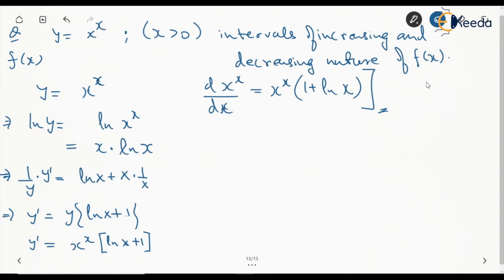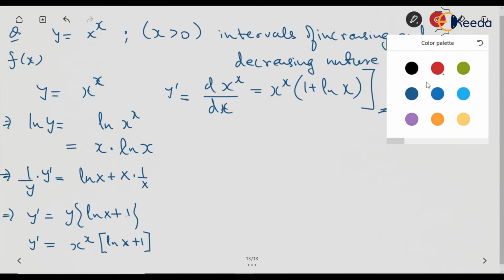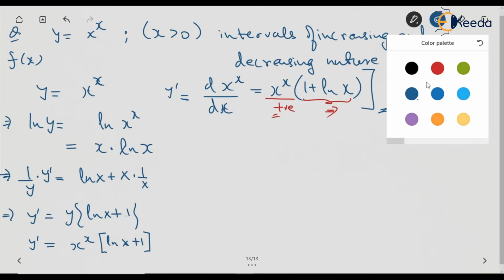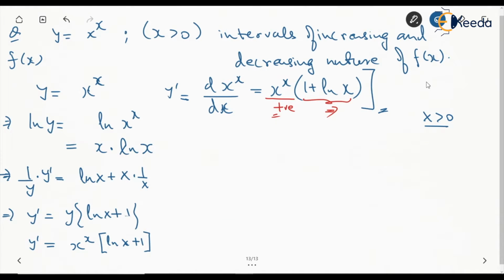Now this is y dash, and we need to check the nature of this derivative, and also this x is given to be greater than 0. In that case, you can see that splitting into these two parts, x to the power x is always going to be positive, because x is greater than 0. So this won't change the sign of the function value. So this is the only function which will matter now. So we should check for this function so that we can find whether the function is increasing or decreasing. So let's talk about 1 plus ln x.